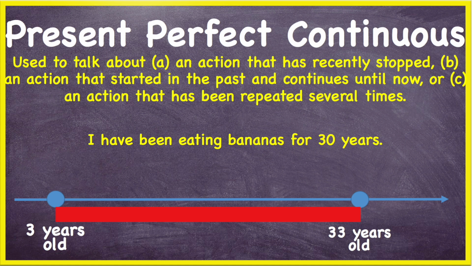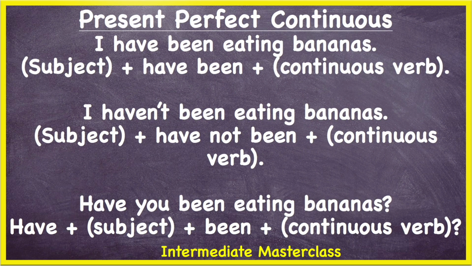So the structure here, right, is subject plus have been plus continuous verb. I have been eating. The negative, I have not been eating bananas, is subject plus have not been plus continuous verb. And have you been eating bananas is the question. Have plus subject plus been plus continuous verb.